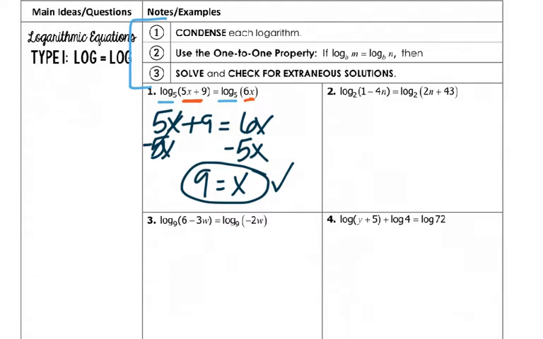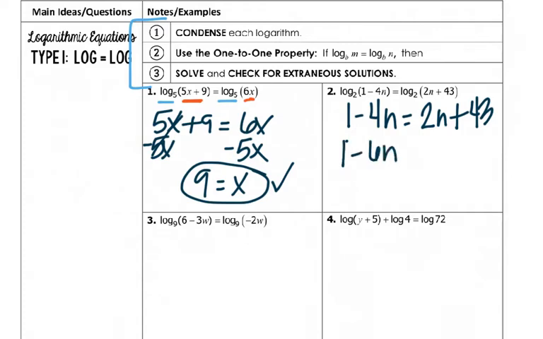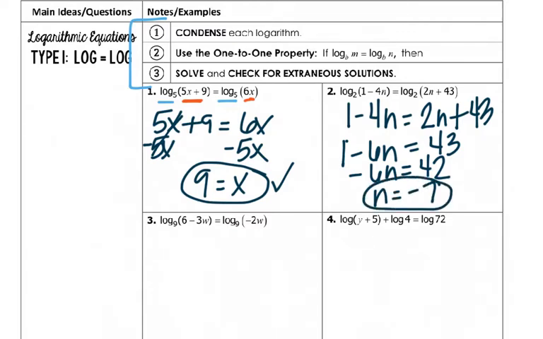So now the second one, number 2. Again, everything is base 2, so we just set it equal to each other and solve your basic equation. From there, we have 1 minus 6n equals 43. Negative 6n, my bad, equals 42. And so n equals negative 7. Again, we're going to plug it in and make sure both sides equal, and they do.